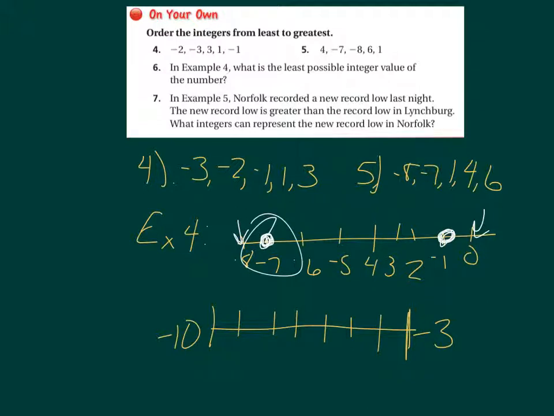Number 7, we have a whole window of values that will work. So anything that you put between -10 and -3 would be a good answer. You could put -9 through -4. Anything in there will work. -9, -8, -7, so on. Any of those temperature values will work for this example.